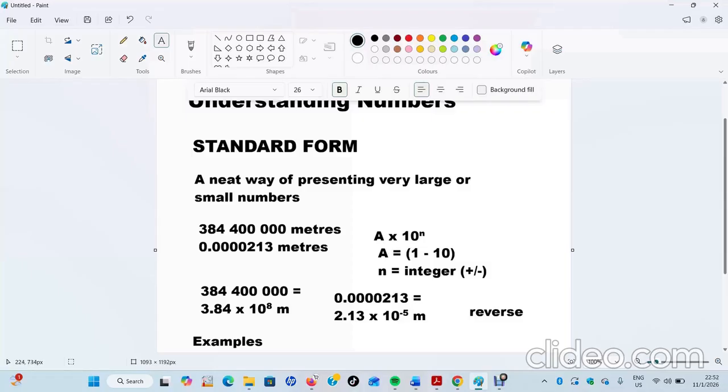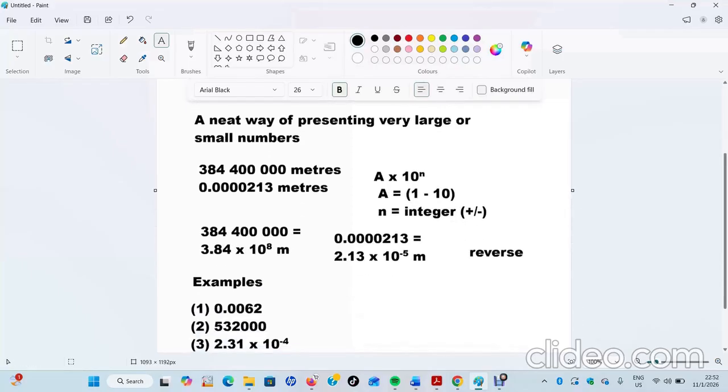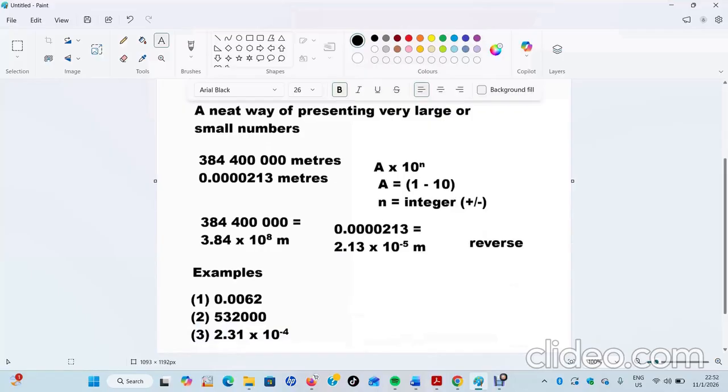If it's times 10 to the power minus 5, it means we need 5 zeros before the 2, so it will be 0 point, and then we put a point, a comma, after the first 0. The same applies with 3.84 times 10 to the power 8. You add 8 digits after. You can fill them up with zeros if some of them are not zeros.